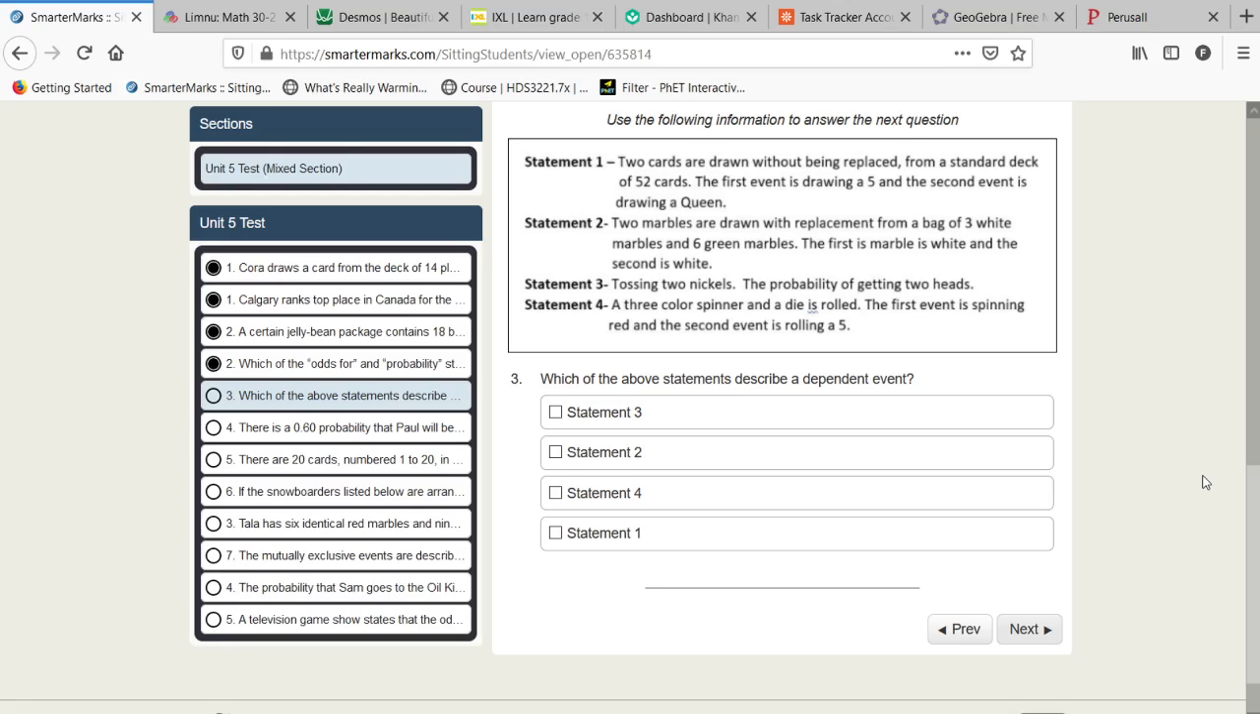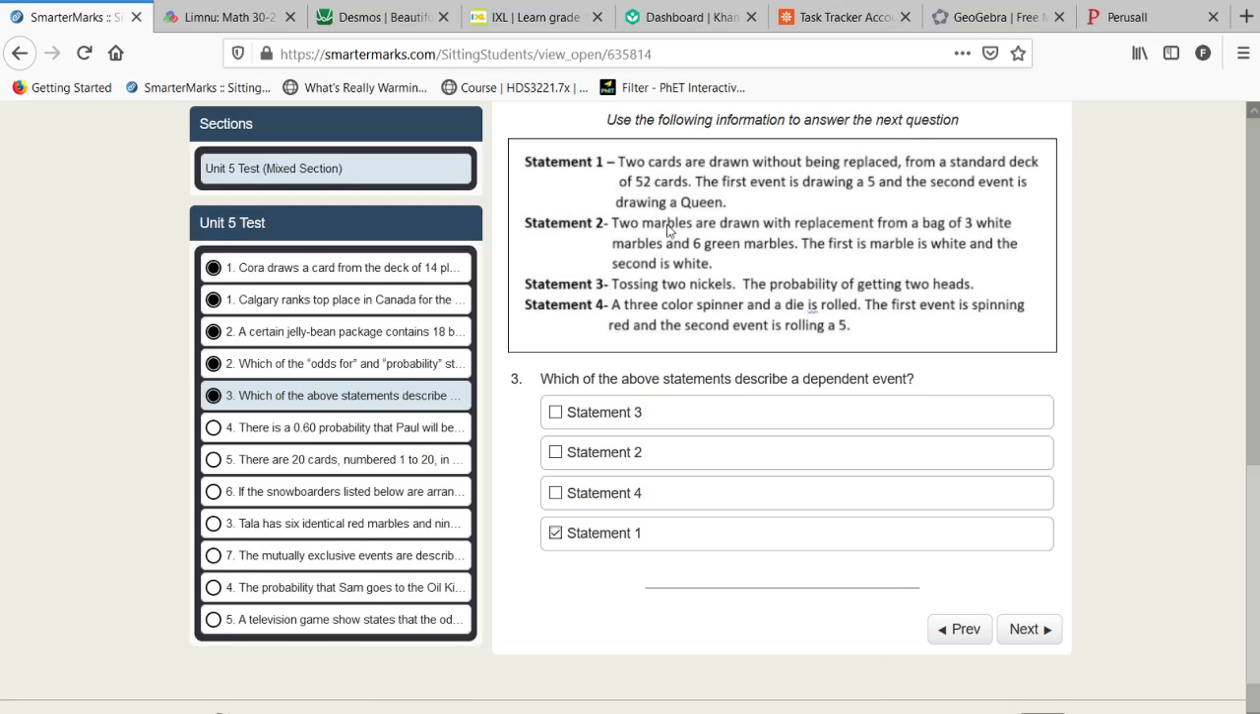All right, so number 3. 2 cards are drawn, or which statements describe a dependent event? So one where the second event is impacted by the first. 2 cards are drawn without being replaced. From a standard deck of 52, the first event is drawing a 5 and the second is drawing a queen. But still, the probability of pulling a queen varies because now there's only 51 cards in the deck. So the fact that we pulled a 5 meant pulling a queen the second time a little bit more likely. So statement 1 is dependent.